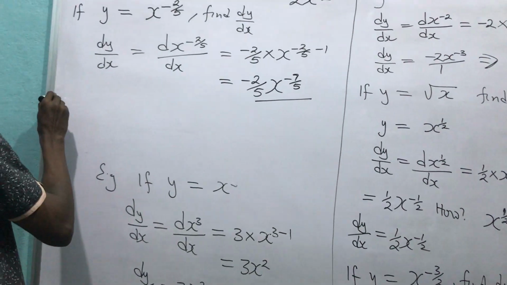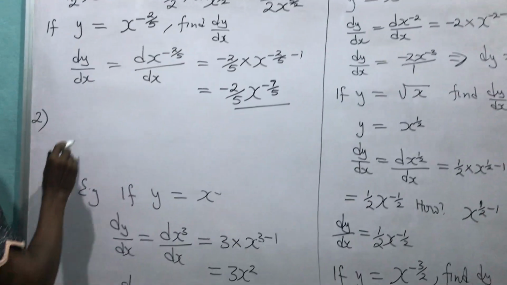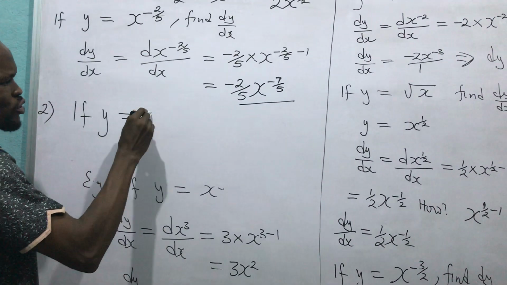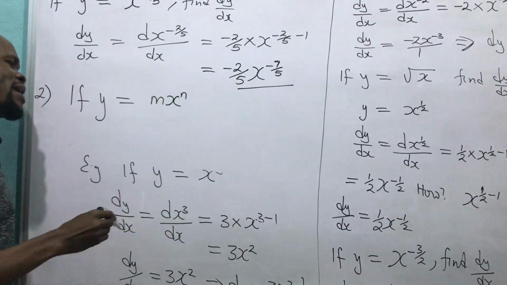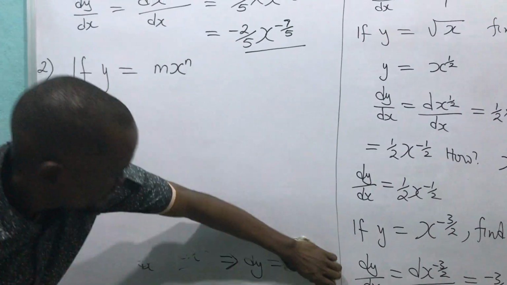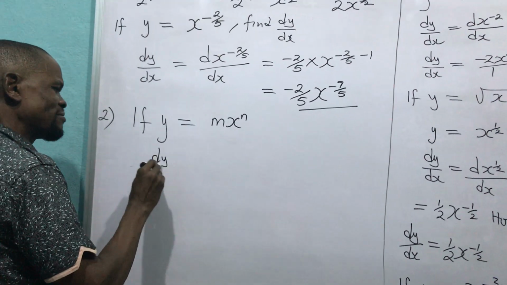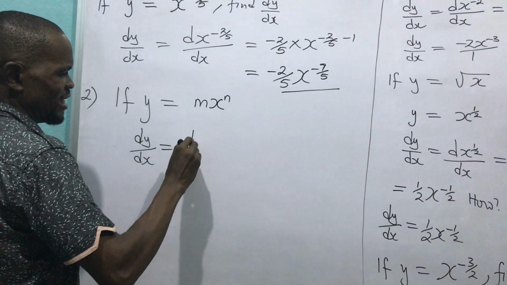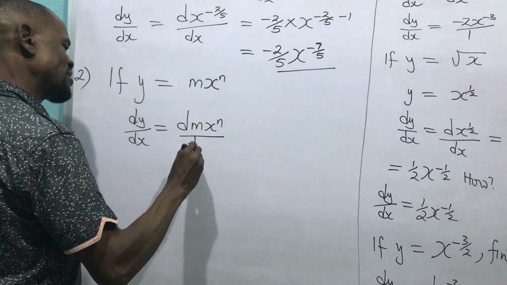Let us look at the second format. We have dealt with the first format. The second format says, if y is equal to m x raised to the power n, then we are asked to find dy dx. We say that dy dx is simply d of m x raised to the power n all over dx.